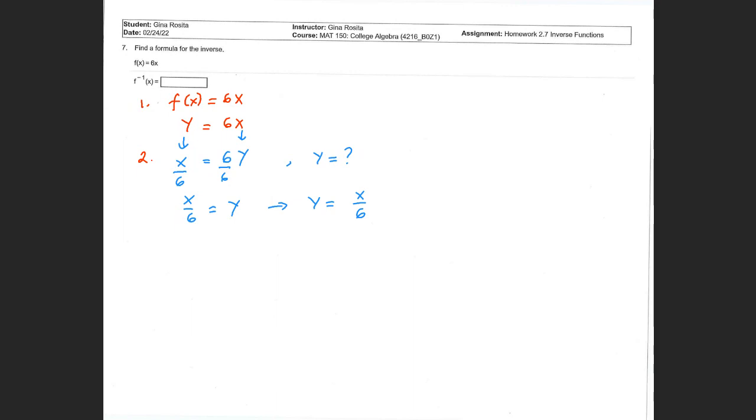I'll just go directly to step 3. After that, replace y with f inverse. So y equals x over 6, just replace: f inverse of x equals x over 6. So the answer is x over 6. Now go to the next one.